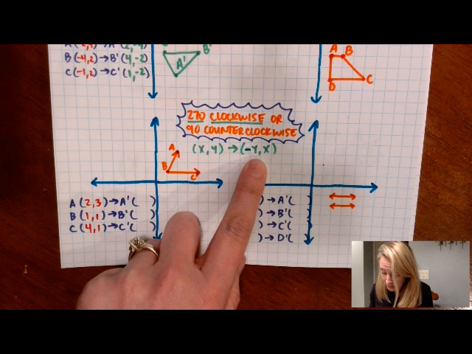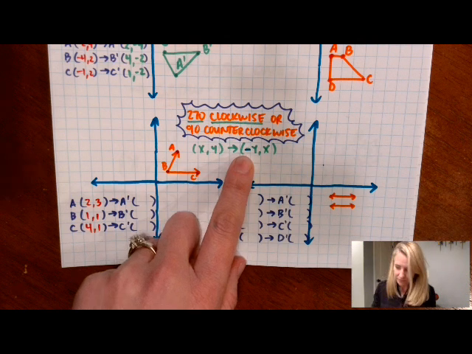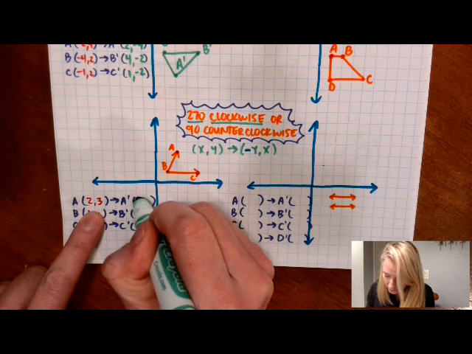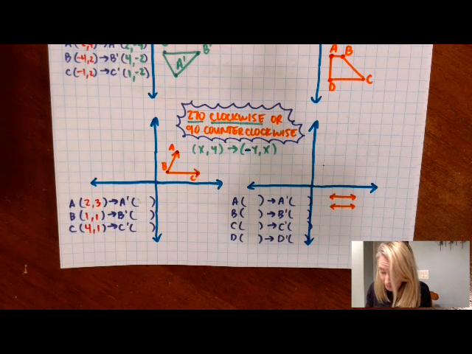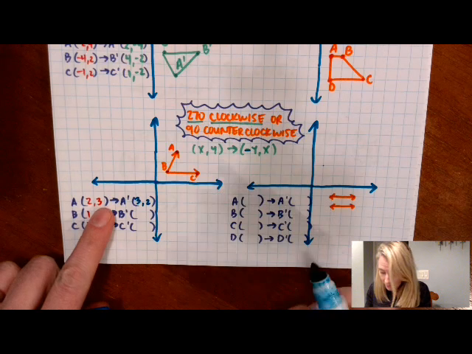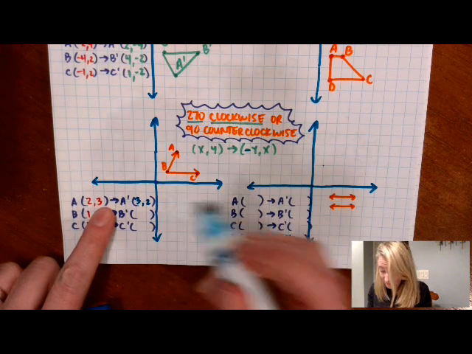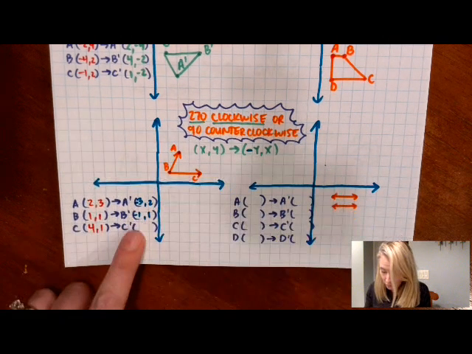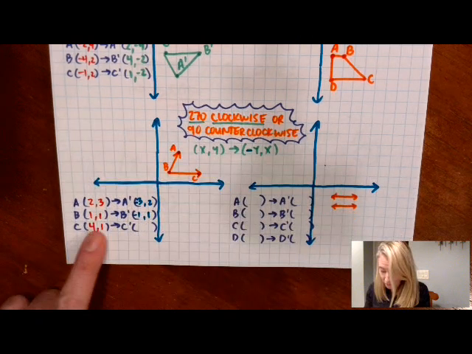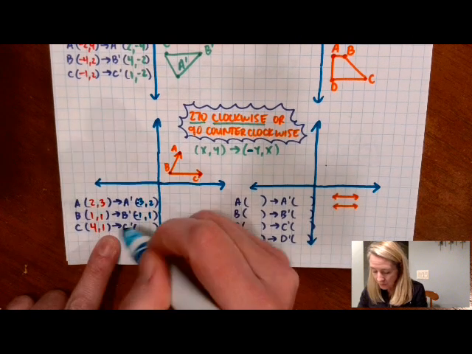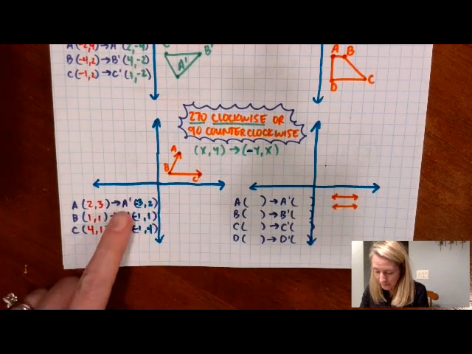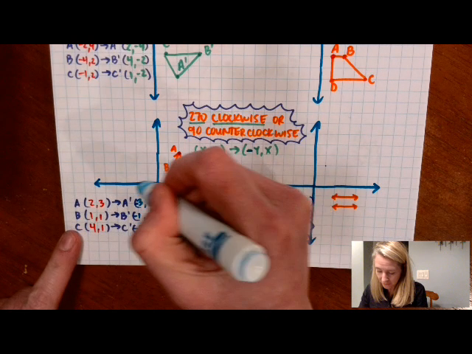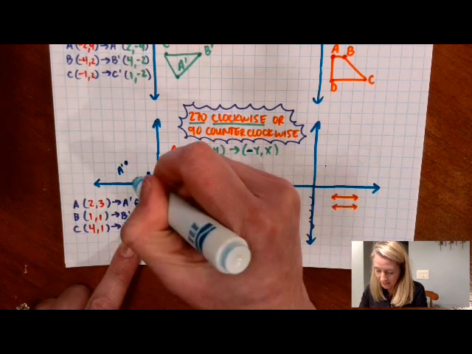So (2, 3) becomes (3, 2), but I have to make my 3 a negative. (1, 1) kind of stays the same, right? But my 1 in front has to be negative. And then (4, 1) becomes (1, 4), and make that front number switch signs. So now negative 3, 2 is right here, negative 1, 1, oh, I want to label. I need to listen to my own advice. B, and then C is negative 1, 4.